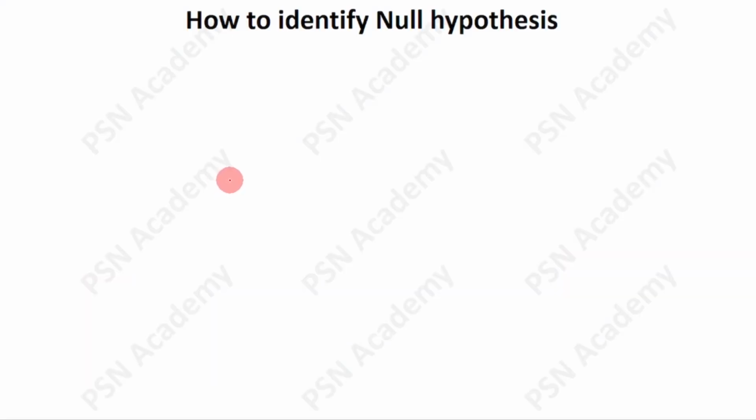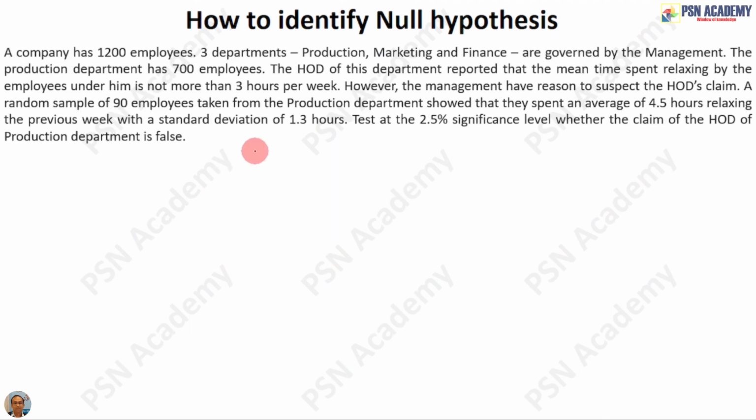Hi, in this video we will learn how to identify the null hypothesis. Here we go with the problem statement: a company has 1200 employees in total and it has three departments: production, marketing and finance. And these departments are governed by the management.